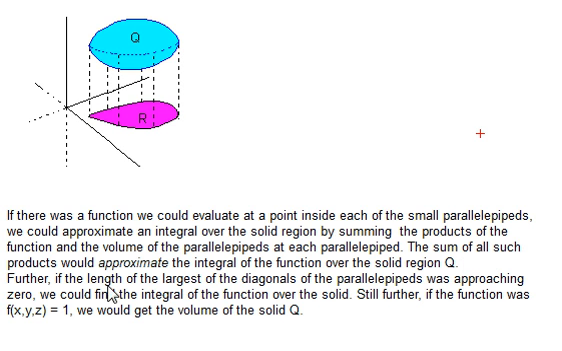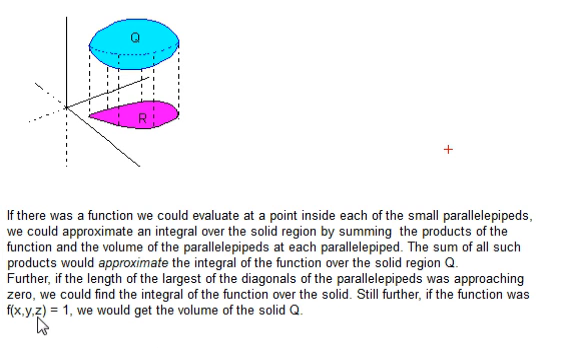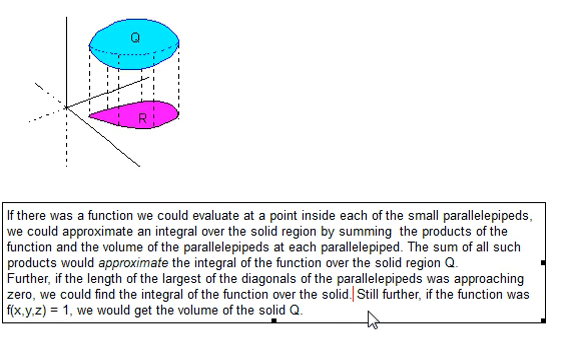So further, if the length of the largest of the diagonals of the parallelepipeds was approaching zero, we could find the integral of the function over the solid from a Riemann sum. And still further, if the function was 1, f of x, y, z equals 1, we could get the volume of the solid Q.